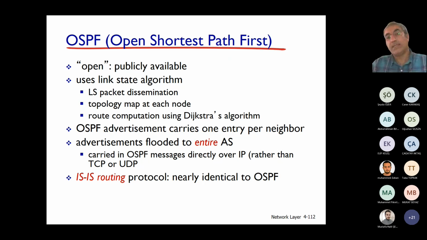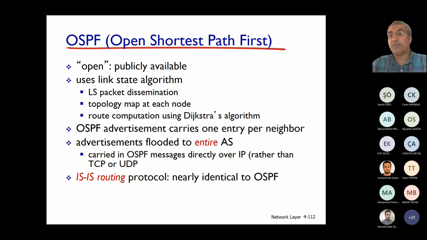Now let's look at the link state algorithm, which is OSPF. The open term in this case means it's open source, publicly available. It utilizes the link state algorithm. So you need to disseminate the link state packet. In the link state algorithm, each node has a topology map, and we compute the route using the Dijkstra algorithm that we learned.